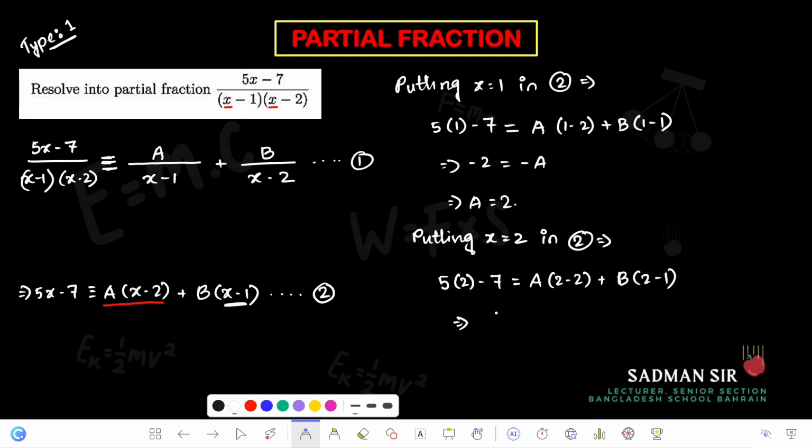The left side results in 10 minus 7, which is 3, and this part will be 0 because 2 minus 2 is 0, 0 into a vanished. b into 2 minus 1 is 1, b into 1 is b. So we have the value of b as 3.